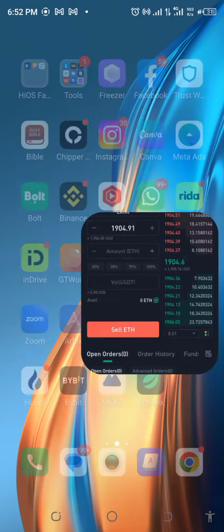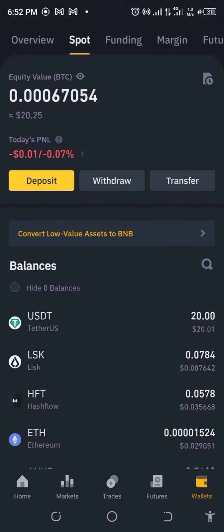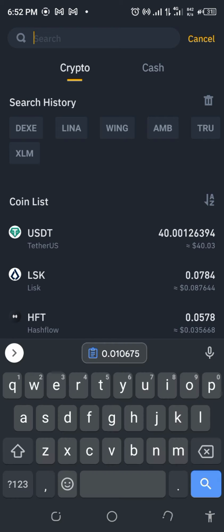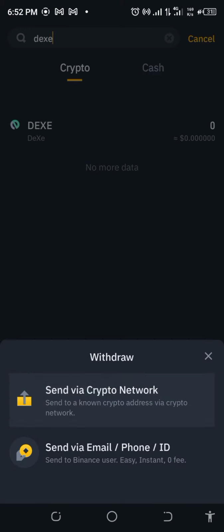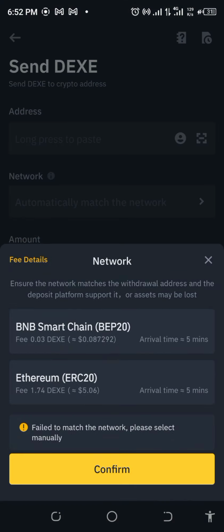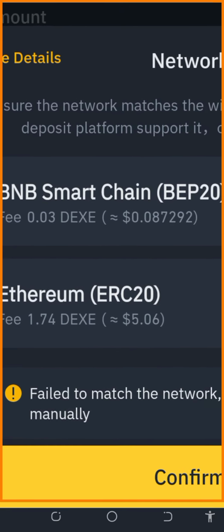So let's go ahead, go back quickly to assets, okay? And then we click on withdraw, okay? So when we click on withdraw, we'll search for DEXE, all right? And then we'll send by crypto network. We'll check the network here. We have two networks here. We have BNB Smart Chain, BEP20, and we have Ethereum.